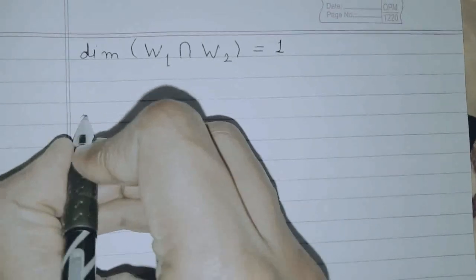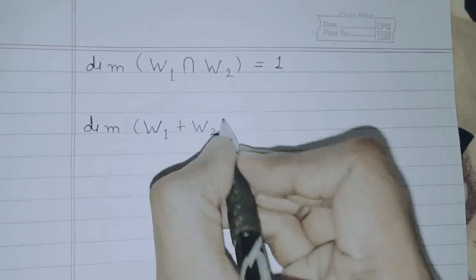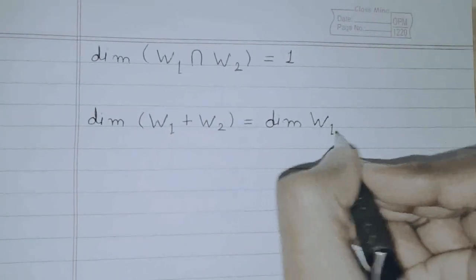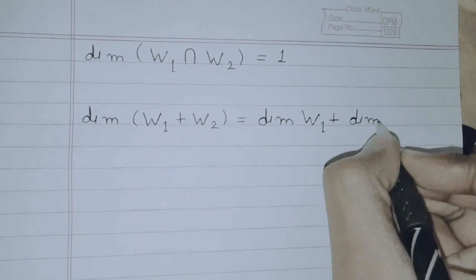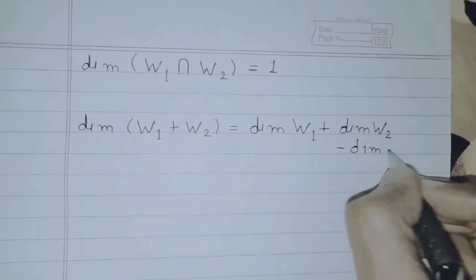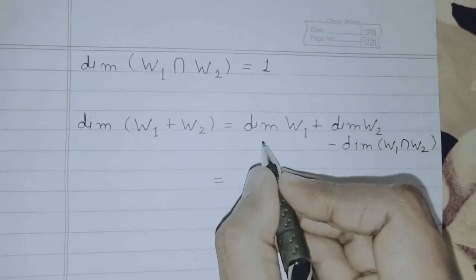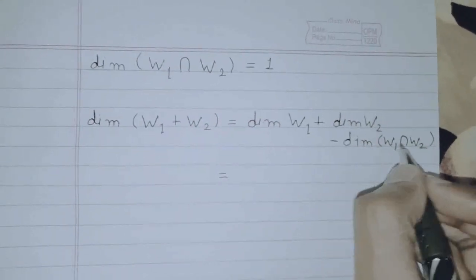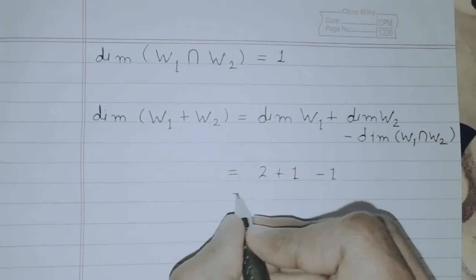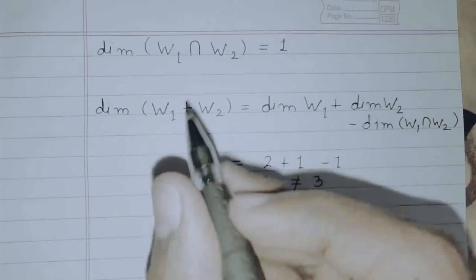Also option number 4 is not true, for we can see on putting the values of dimension of W1, dimension of W2 and dimension of W1 intersection W2, we obtain which is not equal to 3 as given in option number 4. Therefore option number 3 is true.